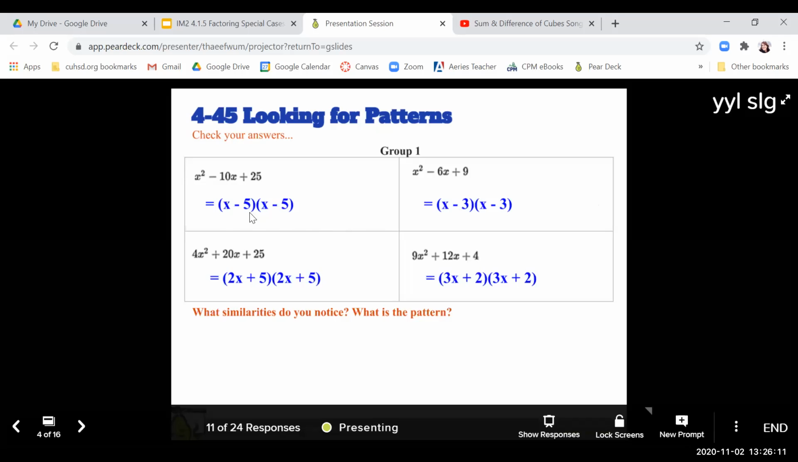Okay, so now look, if you're really not sure, look at the two factors. By factors, I mean in this first problem, x minus 5 is one of the factors and x minus 5 is the other factor. Now take a look at the two factors in the next one, x minus 3 and x minus 3. Now we have 2x plus 5 and 2x plus 5. Now we have 3x plus 2 and 3x plus 2. What seems to be true for every single one of these answers?